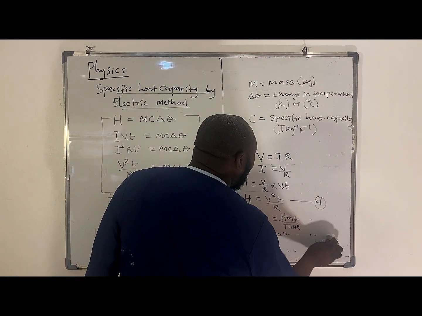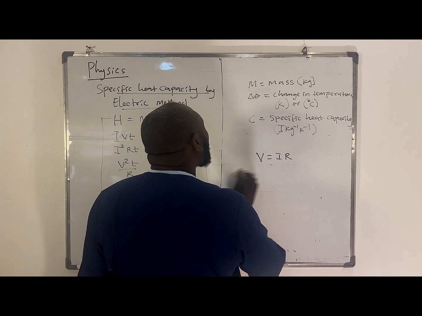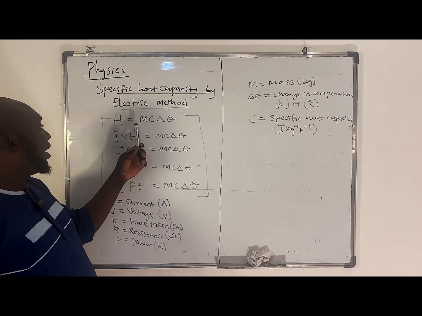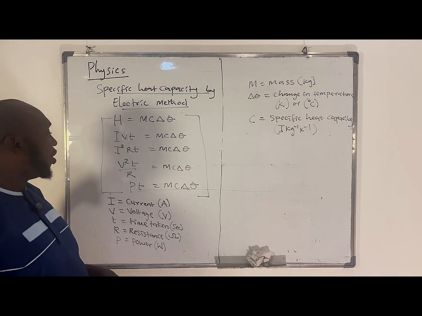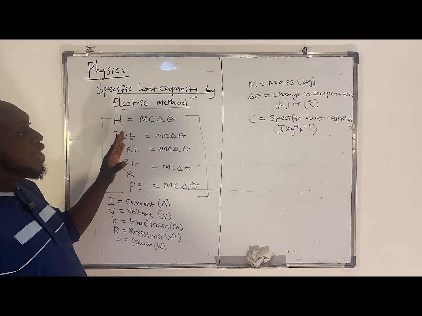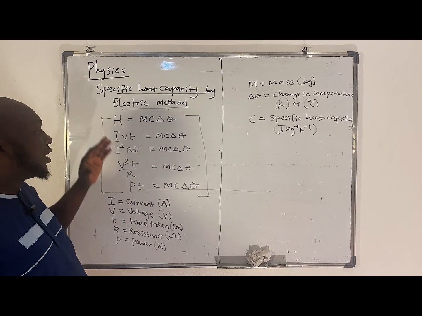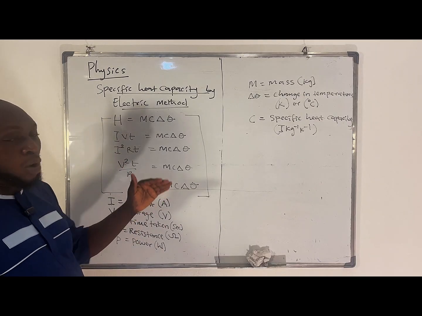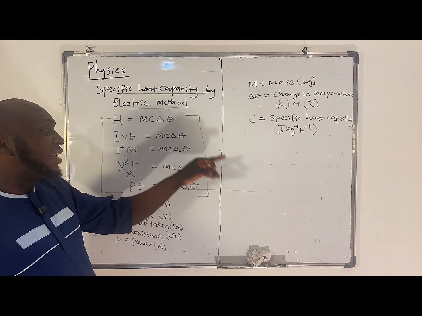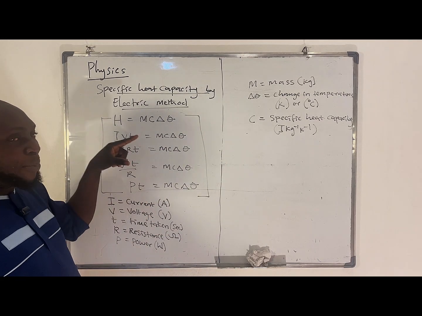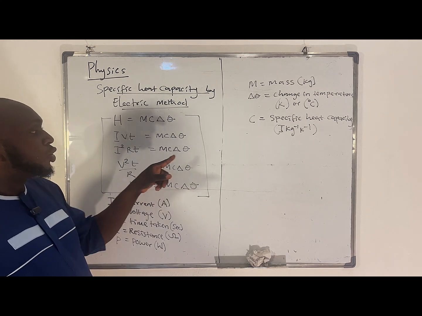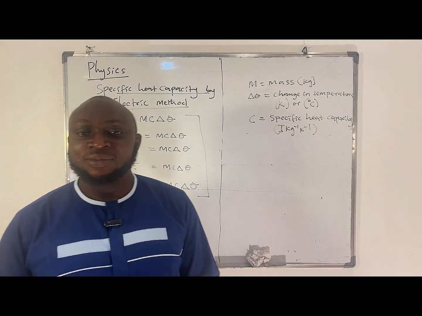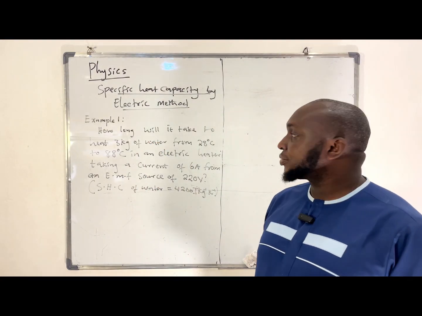So just like I said before, you will not use all the formulas at once. You use any of the formulas depending on the given values. So if you are given a question to use the electric method to determine the specific heat capacity, what we normally do is highlight the data. After highlighting the data, you know the appropriate formula to use to solve for specific heat capacity.